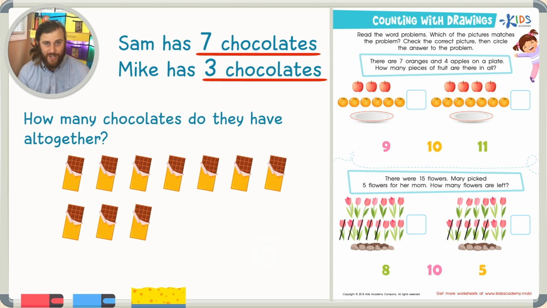Now it's really easy to find the total number of chocolates because we can just count the total number of chocolates. Let's count them all. 1, 2, 3, 4, 5, 6, 7, 8, 9, and 10. There are 10 chocolates in total. This could also be written as 7 plus 3 equals 10.